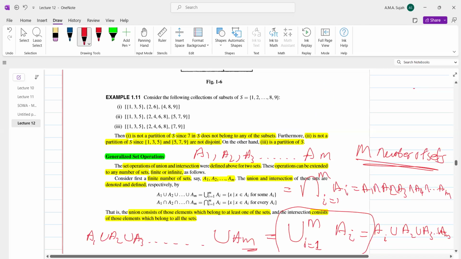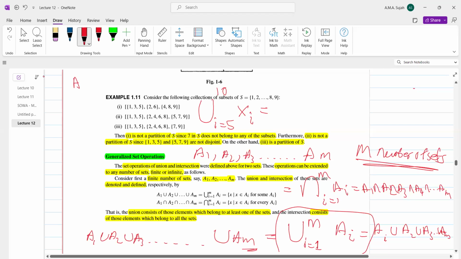Okay, now can you guess this one? Union of Ai, i equal to 5 to 10, of Xi. What is the meaning of Ai? Ai means that A is a set, right? A1 is a set. So Ai means the common symbol, common form, right?